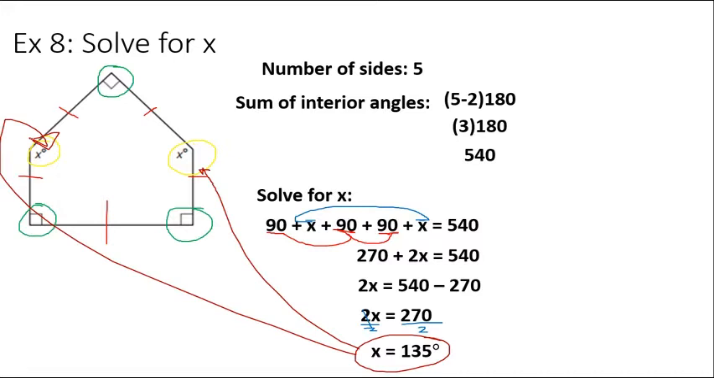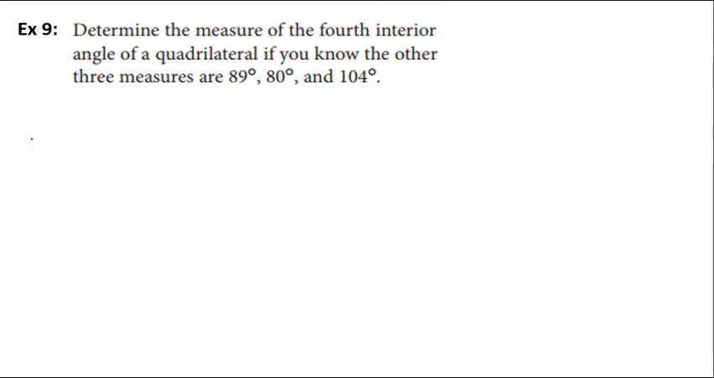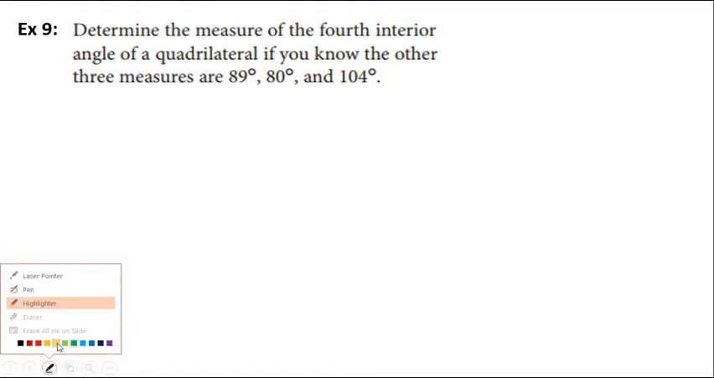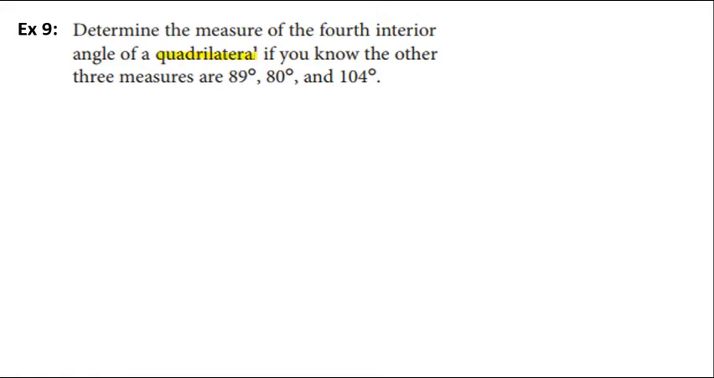Okay, so let's get into example 9. In this one, they don't give you a picture, they only give you a problem, so you have to read it. It says, determine the measure of the fourth interior angle of a quadrilateral if you know the other three measures are 89, 80, and 104. So you want to figure out what type of shape it is, and it tells you right there. It says a quadrilateral. And it says, find the measure of the fourth interior angle.